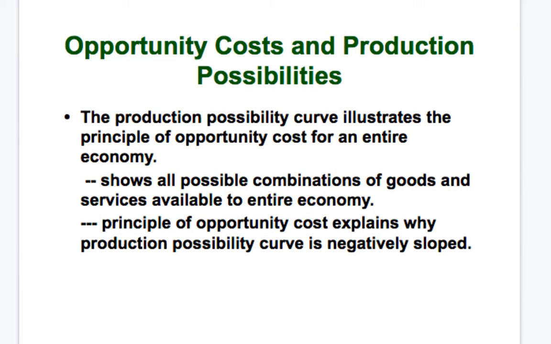So, opportunity cost and production possibilities. The production possibility curve illustrates the principle of opportunity cost for an entire economy. Whenever I gave you the example of cars and computers, we could use anything. My favorite example, of course, is guns and butter. It shows all possible combinations of goods and services available to an entire economy, and the principle of opportunity cost explains why the production possibility curve is negatively sloped, meaning that it moves in either direction.